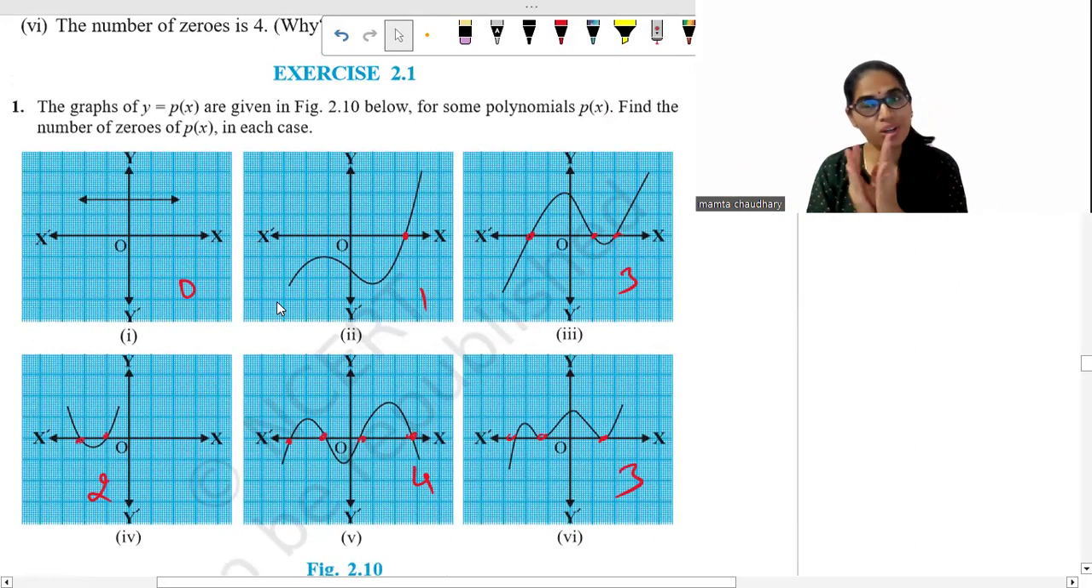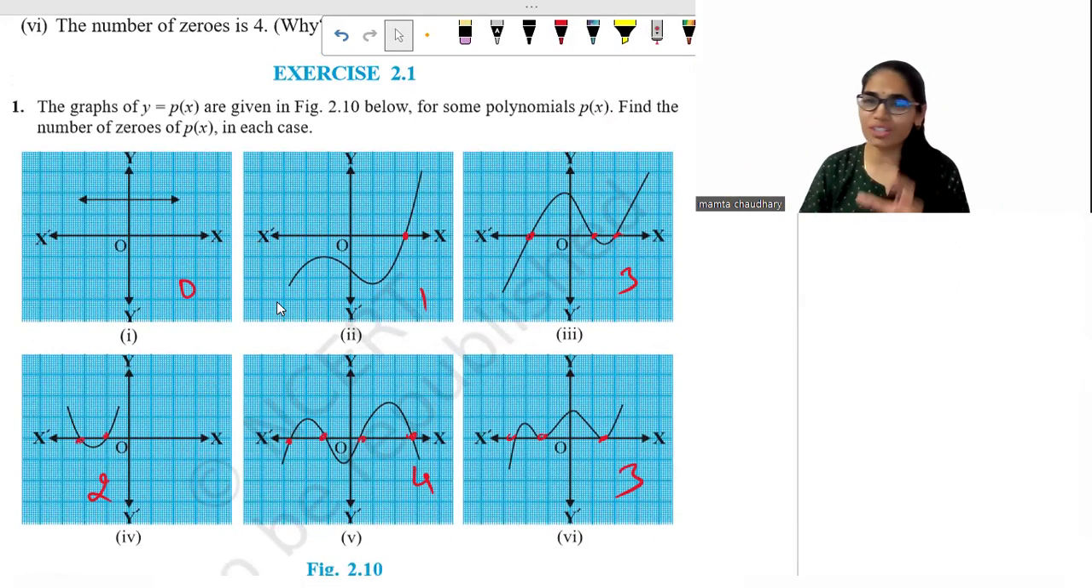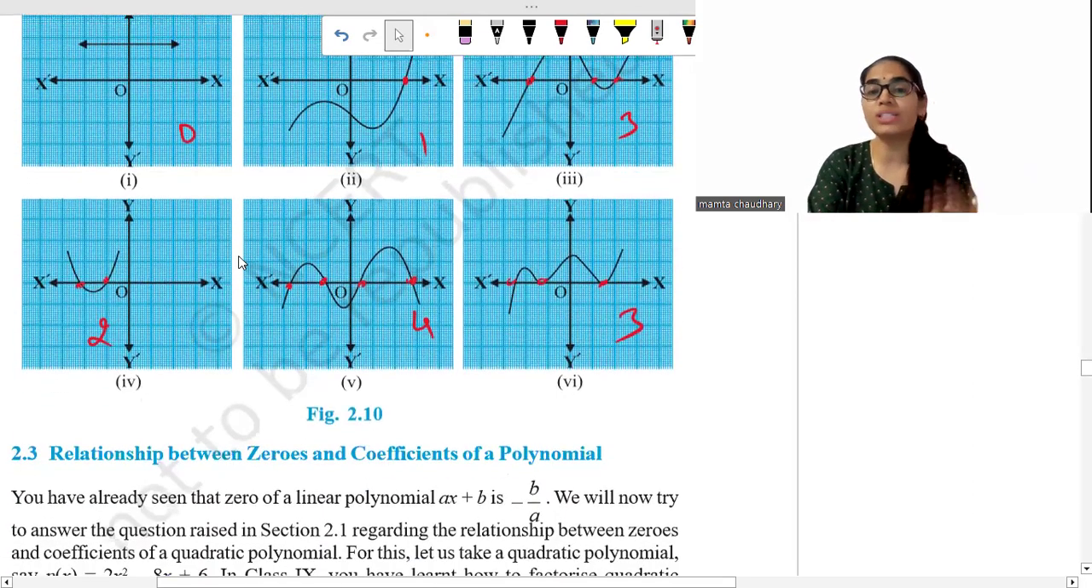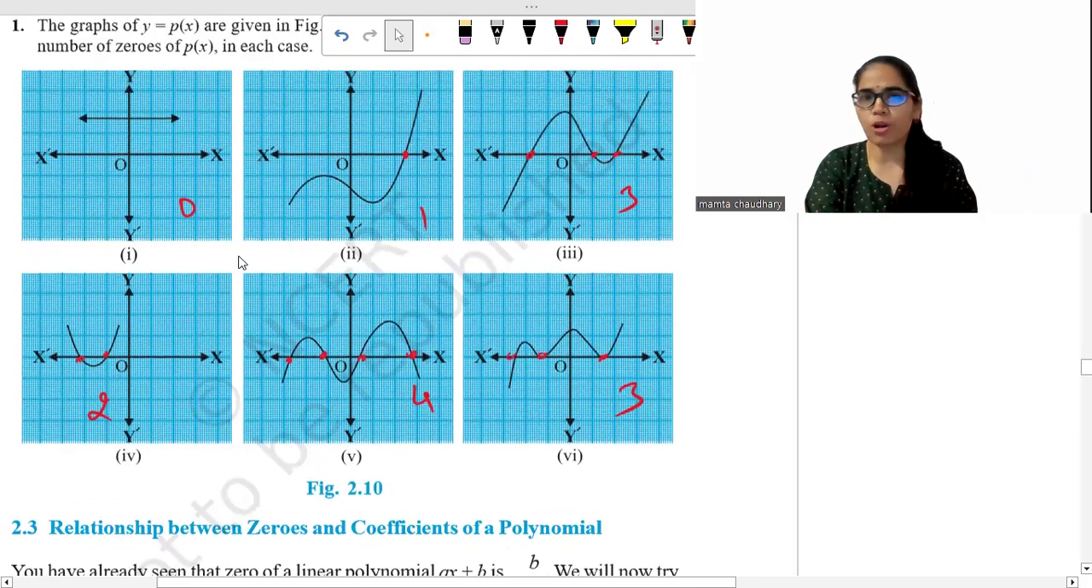So now I hope you understood the geometrical meaning of the zeros of a polynomial. It means how many times the graph is touching, crossing or intersecting the x-axis. That's all in this video. In the next video, we will study the relation between zeros and coefficients of a polynomial.